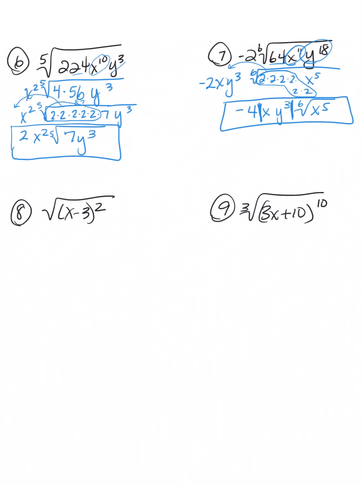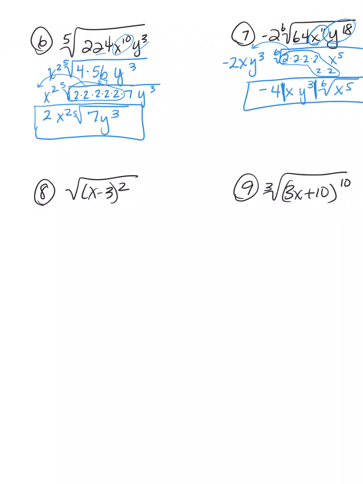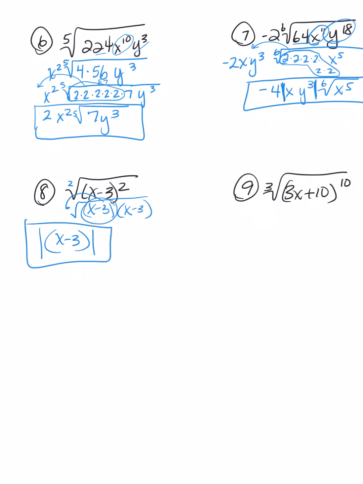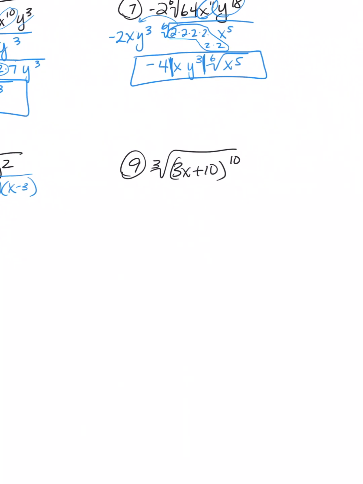Okay, let's try number 8. All right, this is a square root, right, of x minus 3 squared. So this is like x minus 3 times x minus 3, right? Since they're in a pair, I can take 1 out. So I'm taking 1 out of an even root, so I have to put it in absolute value bars. And then lastly, number 9.